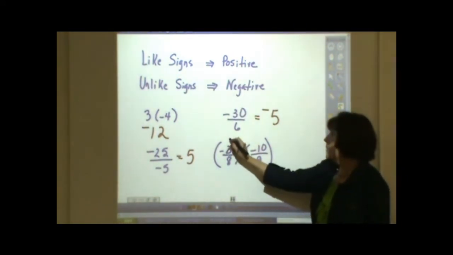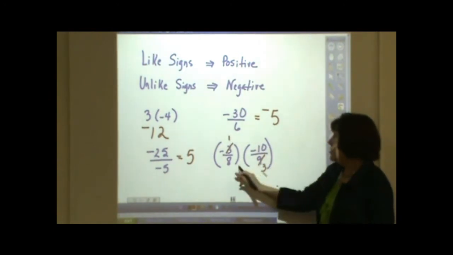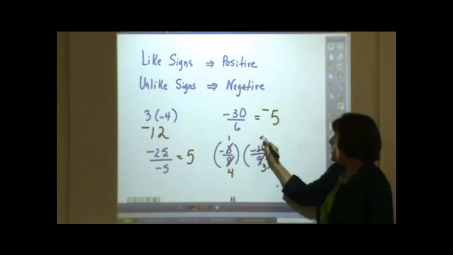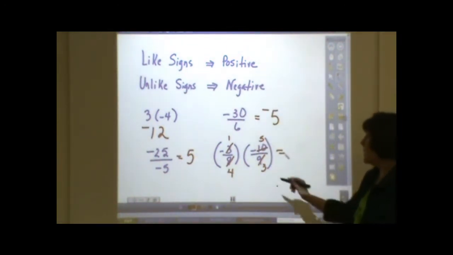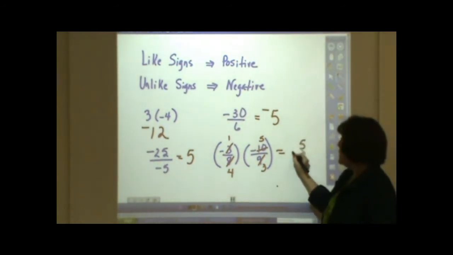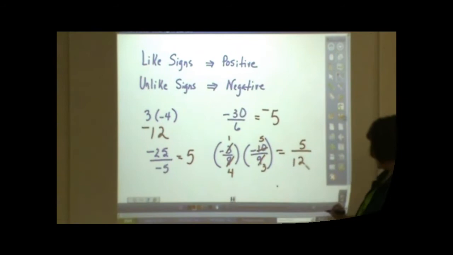Now remember, in multiplying fractions, you can cancel before you multiply. So we'll cancel the 3 with the 9, and 2 goes into 8 4 times, and into 10 5. Don't forget that you multiply straight across, top times top, bottom times bottom. 1 times 5 will give you 5. 4 times 3 will give you 12. And again, a negative times a negative would give you a positive.